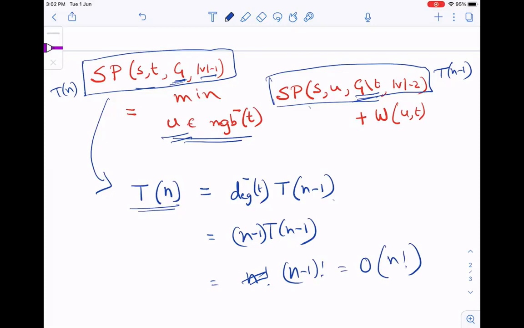Is this fine? Okay, what they wrote is wrong. This is not order of n factorial, but yeah, let's leave it with this one. This is exponential. That's all that we have. Is it clear?